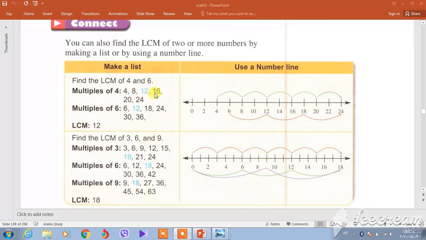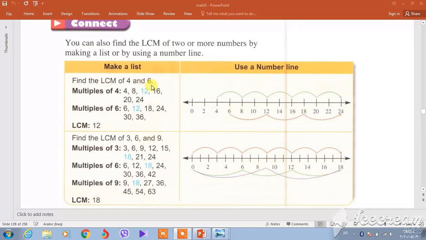After that 12 plus 4 equal to 16, or 4 times 4 equal to 16. However, after 16 we have 24. This set of numbers is multiples of 4. Multiples of 6, we have 6, 12, 18, 24, 30, 36.